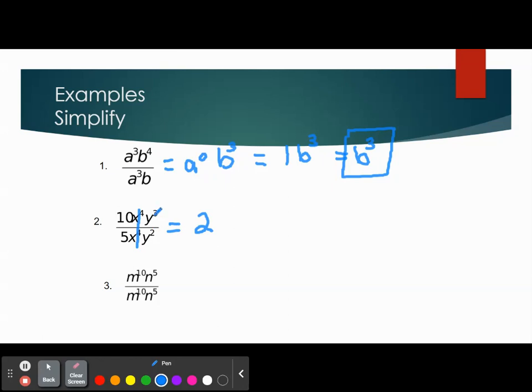And then, what about the y? 3 minus 2. It would just be y. Y to the first. It wouldn't be y1, because you don't write a 1. Yeah, we just wrote the 1 so we'll know that's how many exponents it had.